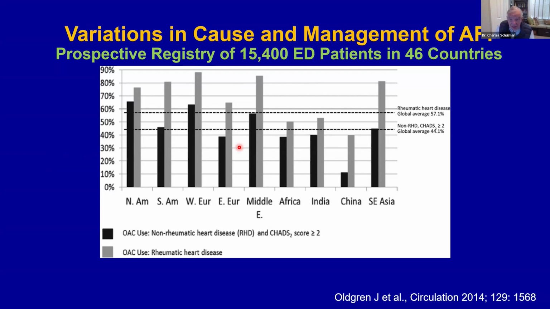But on a worldwide average of patients who do not have rheumatic heart disease and have a CHADS score greater than 2, it's only 44%. It's better than that in North America at 65%, but that still leaves a number of people untreated. And so the conclusion of this particular study is that oral anticoagulants are underused.